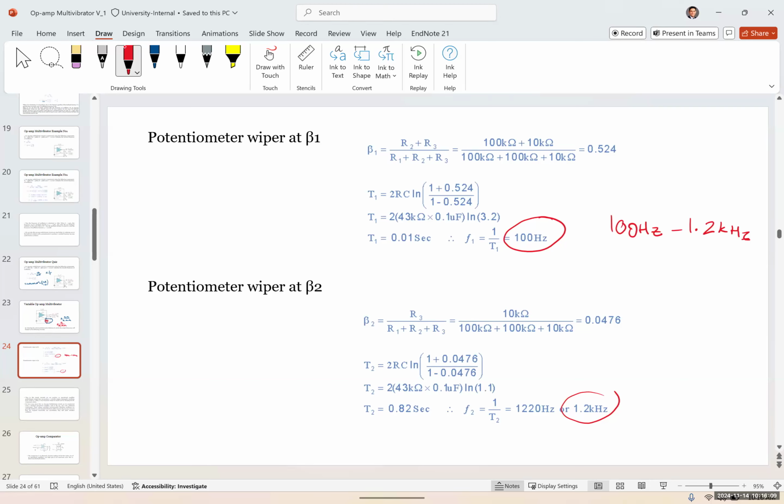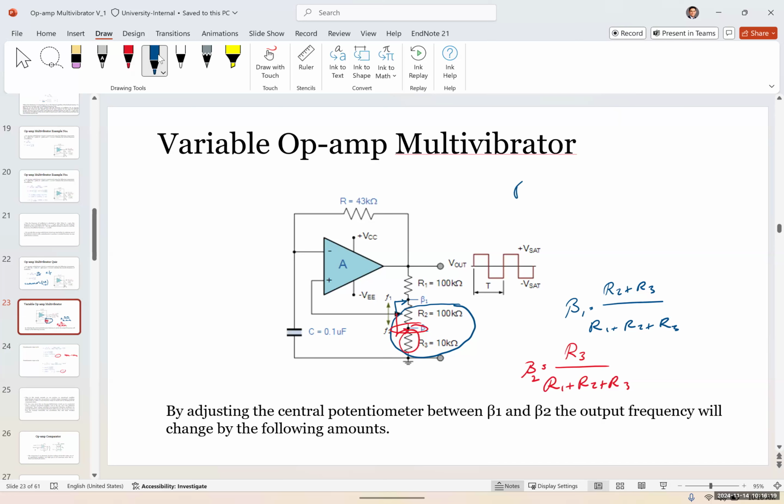Now, a quick example. What if R1 is 10K, R2 is 5K, and R3 is 5K? We want to find beta 1 and we want to find beta 2. I think we don't have enough time to find F1 and F2, but just beta 1 and beta 2.